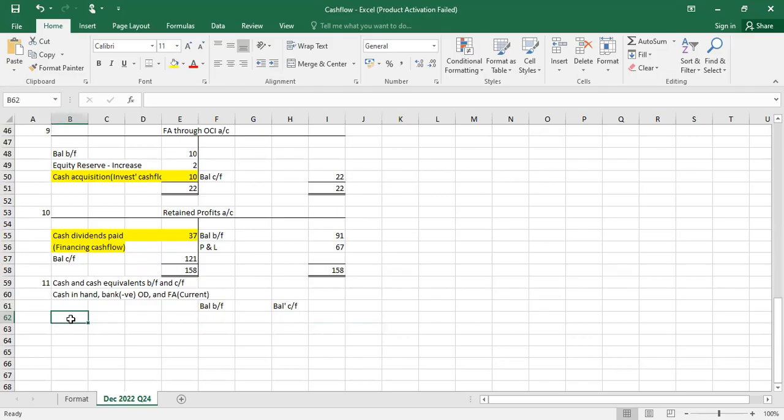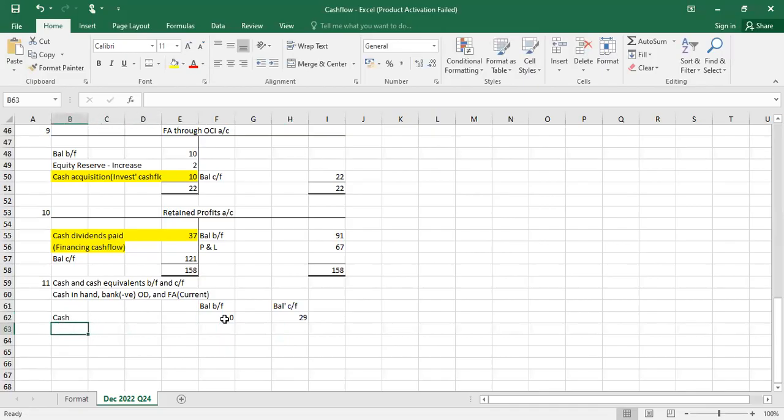Now, which of these items do we have in this question? Under the current assets, we have cash as the first one, the cash and cash equivalents. The brought forward balance, we have how much? We have 0. And then the carried forward balance, we are told that we have 29.